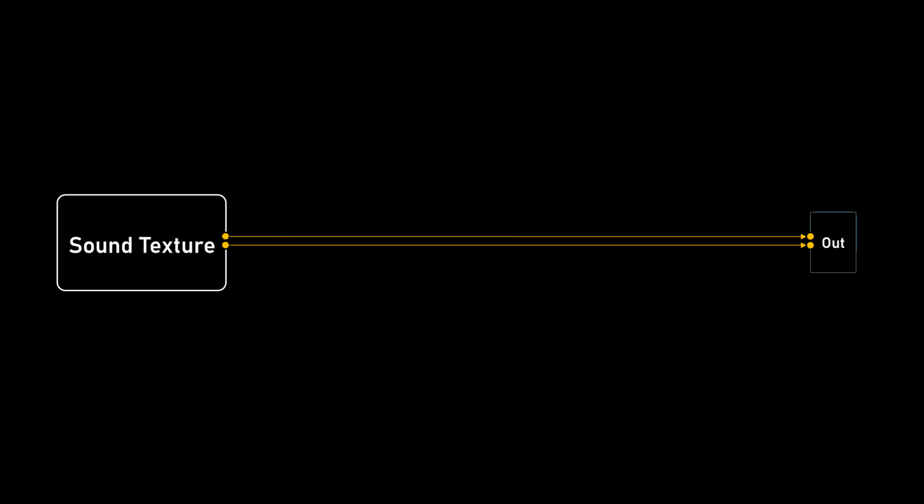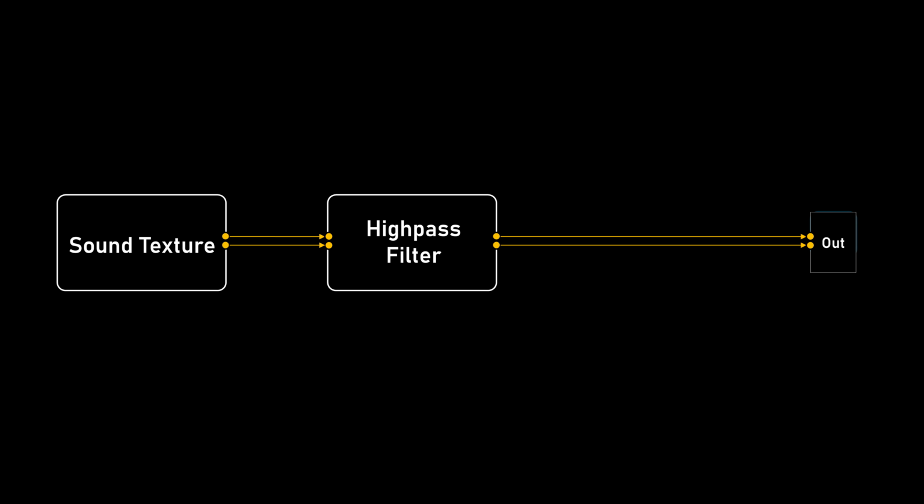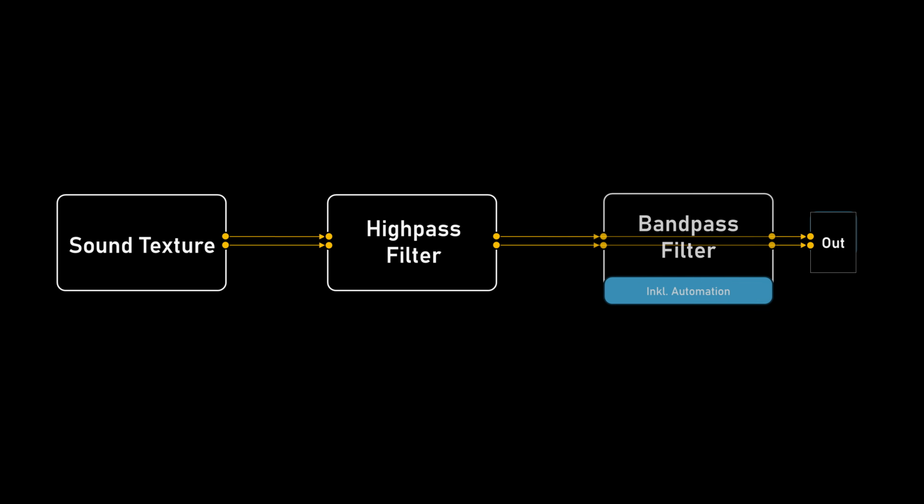As a next step, I added an EQ to filter out all the low frequencies and emphasize the high frequencies. After that, I added and animated a bandpass filter to create specific movements that fit with my track. And here you can hear the texture in the context of the full track.